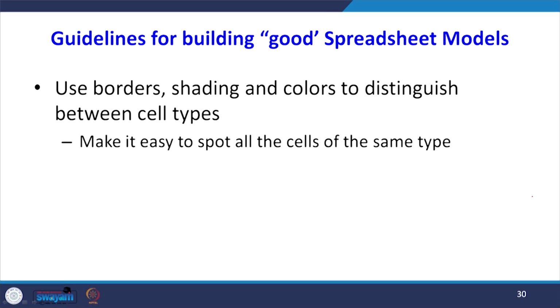Then use borders, shading and colors to distinguish between cell types. For example, which is the objective function cell, which is the changing cell, you can give different colors so that it is easy to recognize. Make it easy to spot all the cells of the same type.